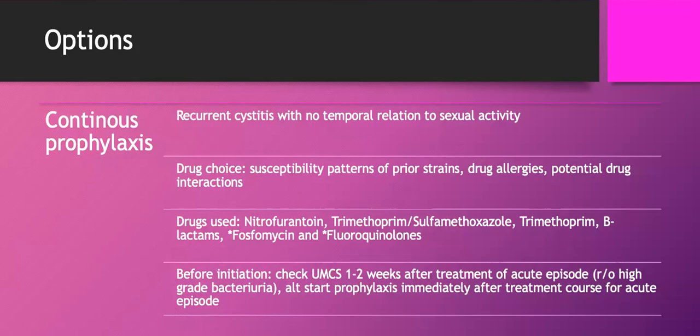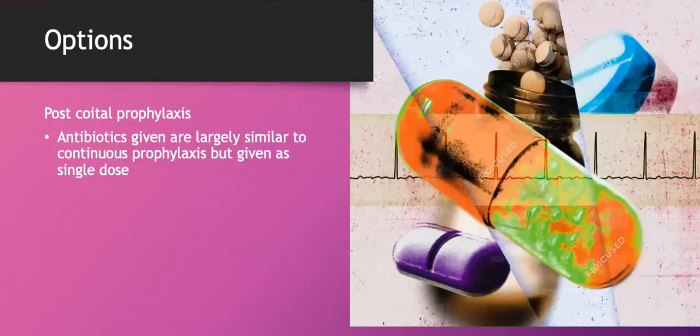And then obviously before initiating continuous prophylaxis, you need to check your urine MCS 1 to 2 weeks after treatment of the acute episode to rule out any high-grade bacteria. Alternatively, you can start the prophylaxis immediately after the treatment course of the acute episode. So there's continuous, and then you can also offer the option of postcoital prophylaxis, obviously for patients who have recurrent UTIs linked to coitus. These antibiotics are given largely in a similar fashion to continuous prophylaxis, with the difference that they are given as a single dose.